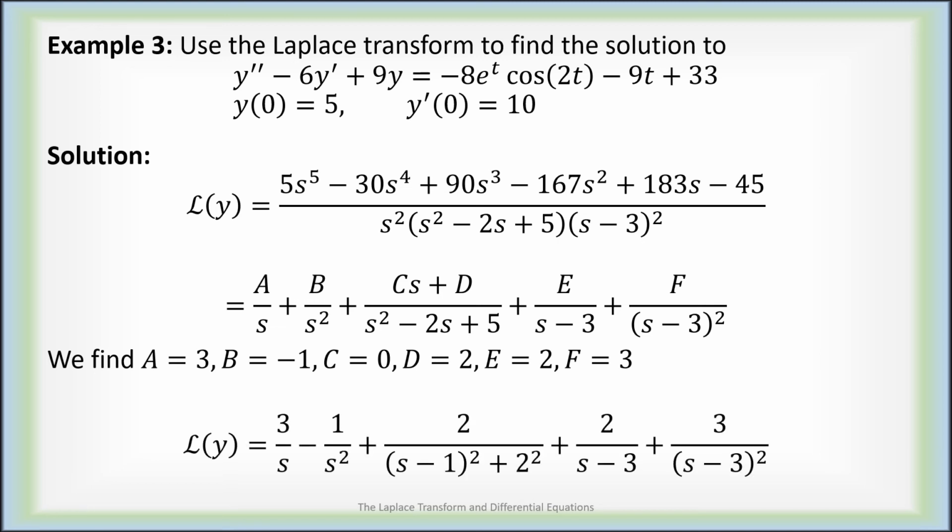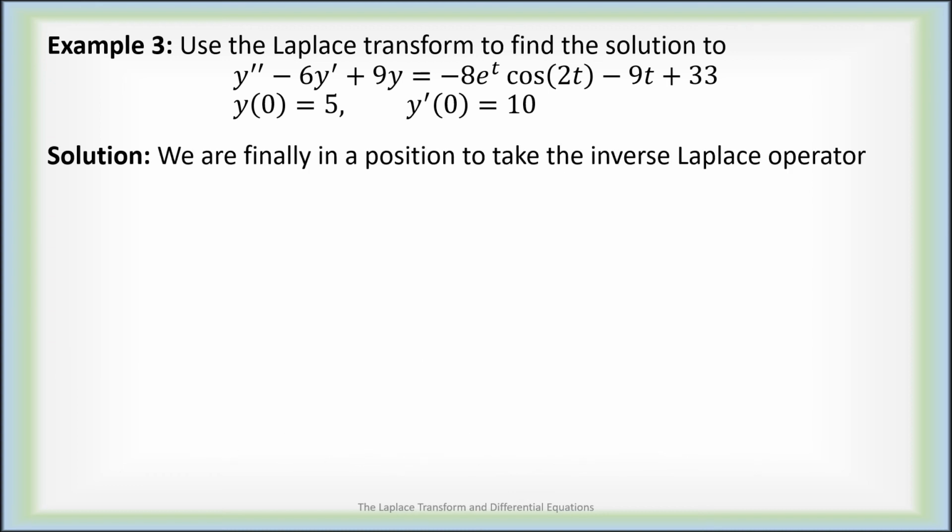And therefore, the Laplace transform of y is 3 over s minus 1 over s squared plus 2 over the irreducible quadratic plus 2 over s minus 3 plus 3 over (s minus 3) squared. So we're finally in a position that we can just hit it with an inverse Laplace transform.